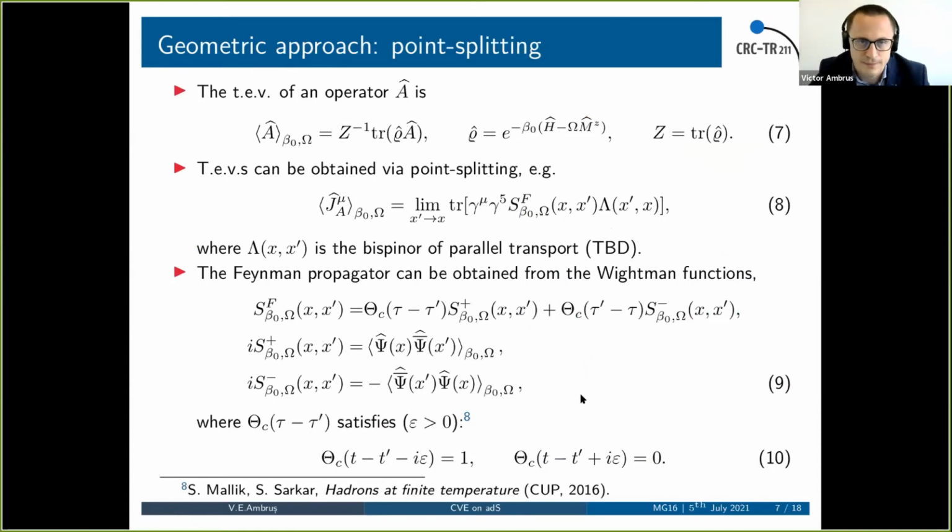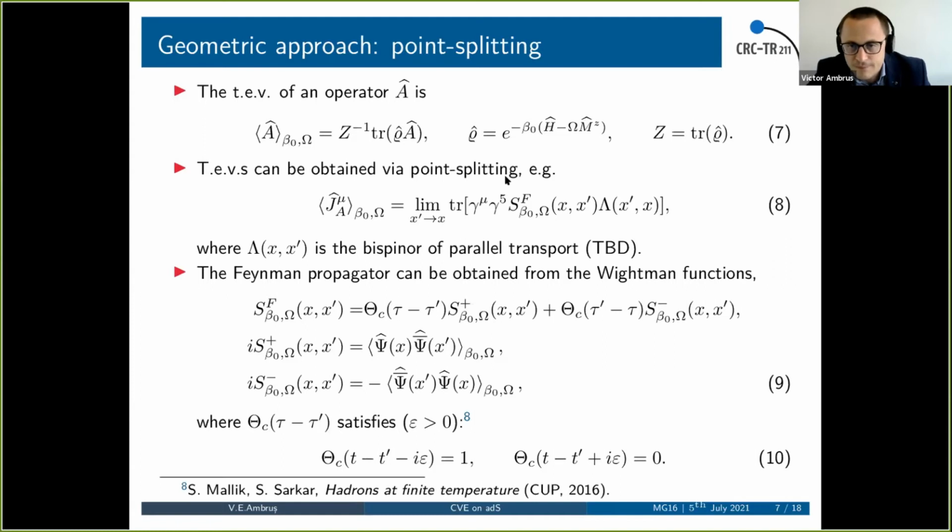Now I will show you some steps in the derivation. So how does one compute expectation values at finite temperature? I will use this point splitting approach, in which, first of all, I need a density of states operator, this curly rho, which is a Boltzmann factor taking into account the Hamiltonian and the angular momentum operator for the system. So an expectation value of an operator A at finite temperature and finite rotation is the trace over Fock space of the product of this density of states operator and the operator itself.